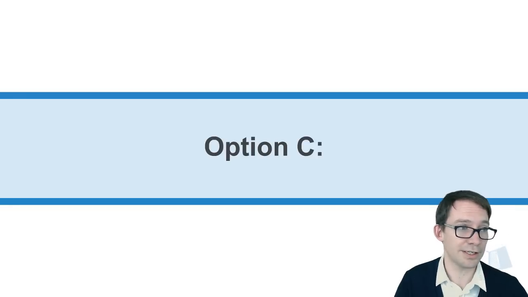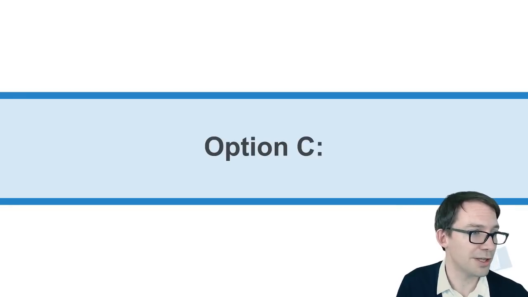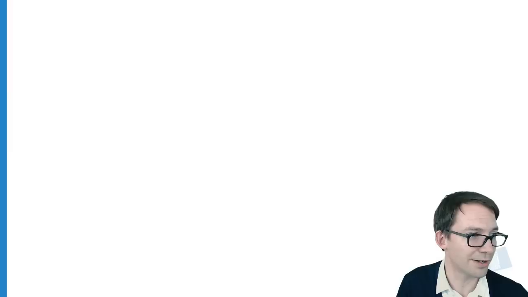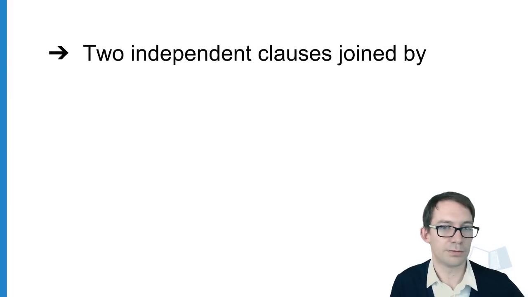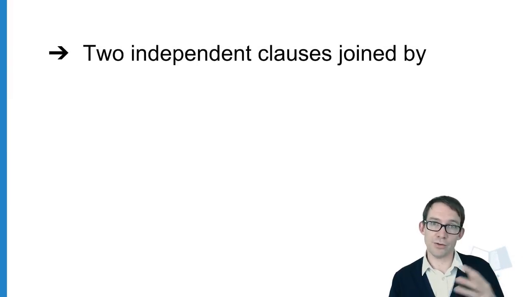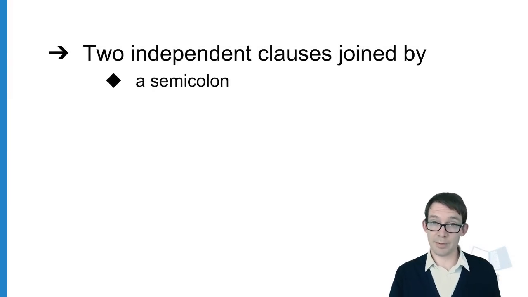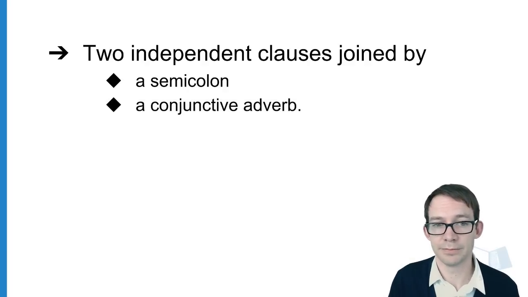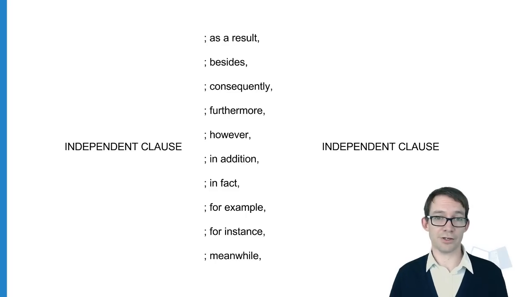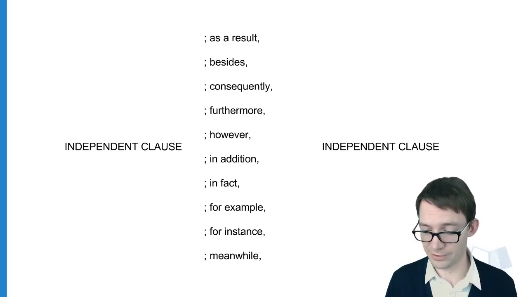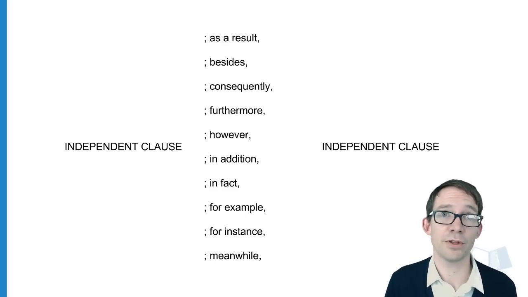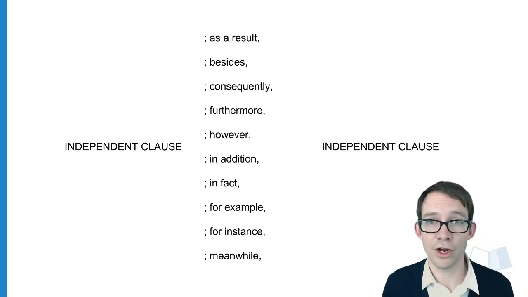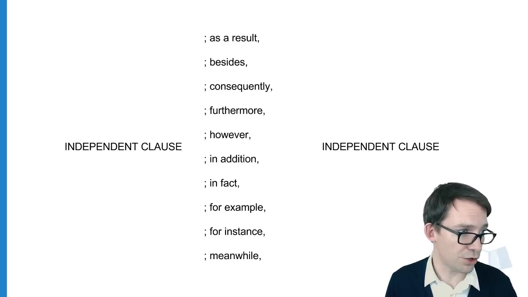Okay, option C. I'll show you this one and then we'll get you doing some practice here, okay? So the third option is, again, two independent clauses joined by a semicolon, but with a conjunctive adverb. Now, what I mean by conjunctive adverb is any of these words in front of me. And I put them in the notes that Lane put in the chat that you can refer to.